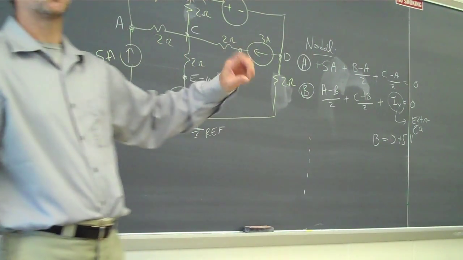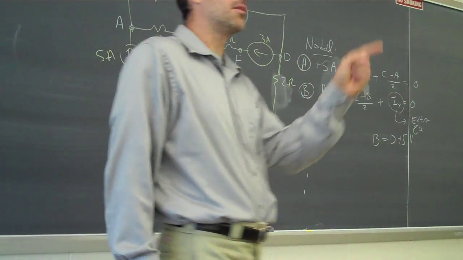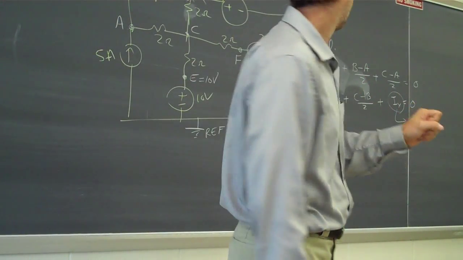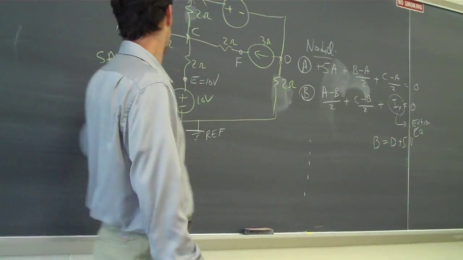Alright, so in loop analysis, we have just the reverse. In loop analysis, we're writing the sum of the voltages around the loop equals 0, in which case the voltage sources will be easy, and the current sources will give us trouble.